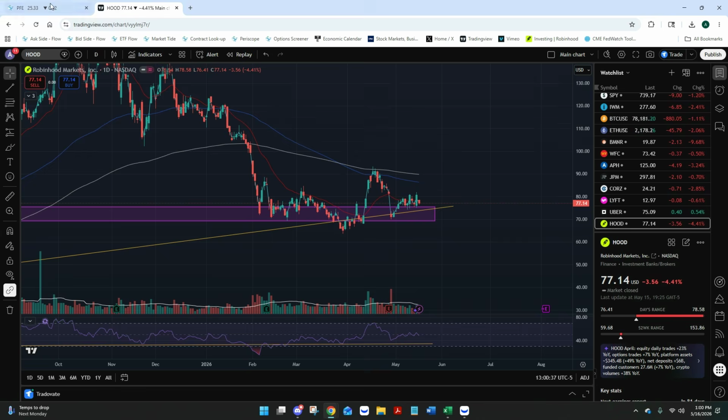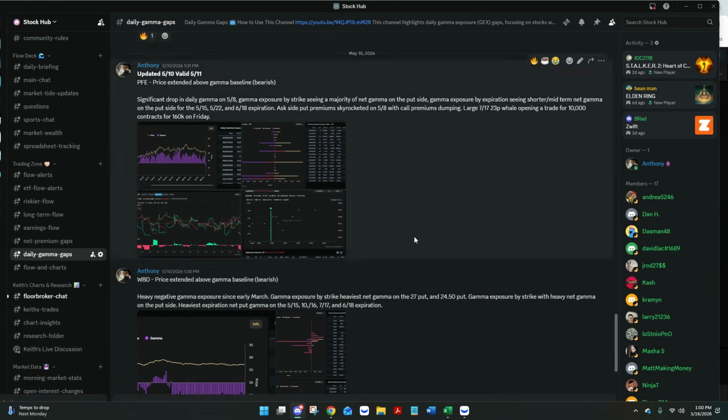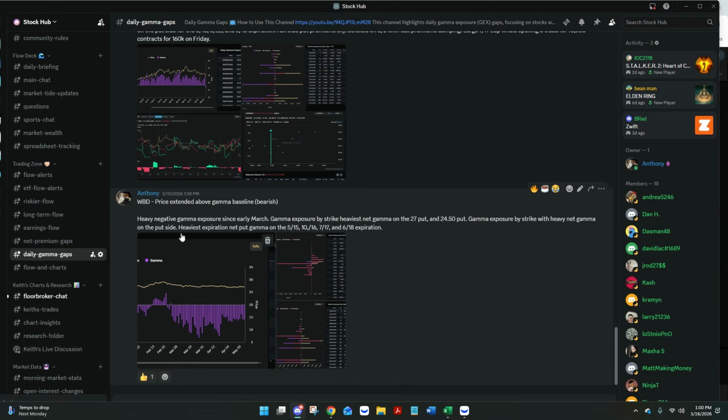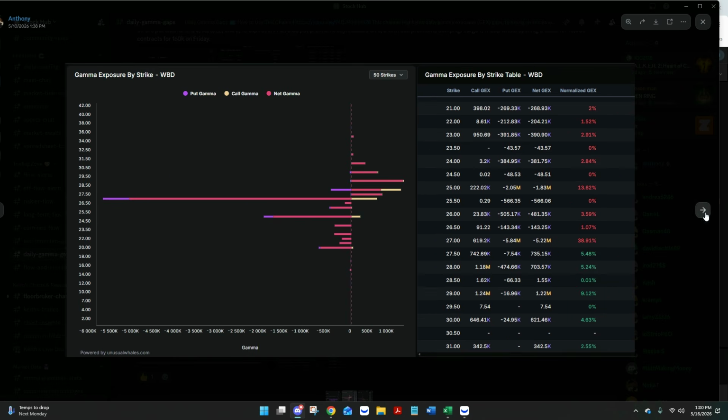And then we have one more in here. The WBD, again, another bearish one here. Lots of negative gamma there on that daily gamma exposure. Net gamma was really favoring that 27 expiration there. You can see that your normalized GEX here is massive compared to everything else. That 25 is also pretty massive as well.